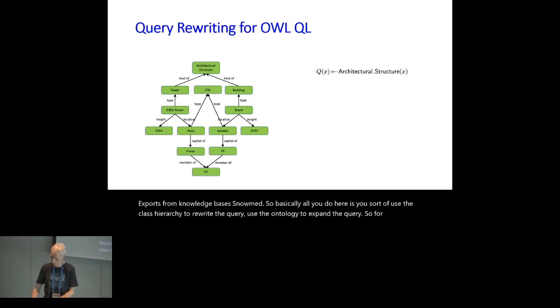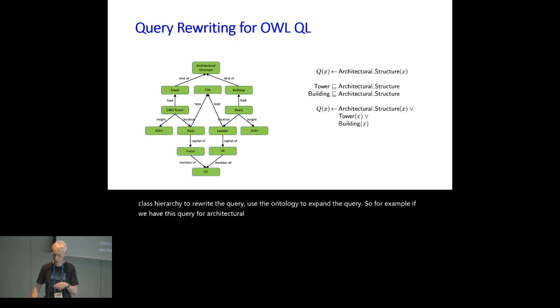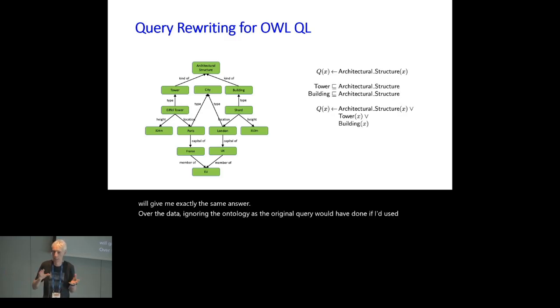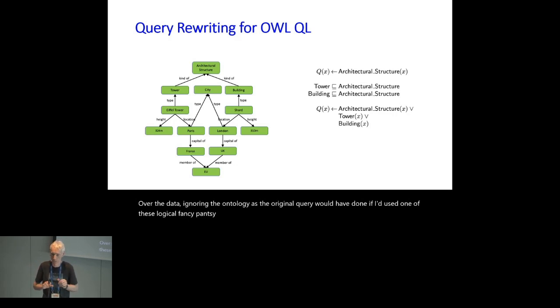So for example, if we have this query for architectural structures, and we know that towers and buildings are both kinds of architectural structure, we just rewrite the query by expanding it to say, give me all the architectural structures, but also give me all of the towers and also all of the buildings. And it's fairly easy to show that this query will give me exactly the same answer over the data, ignoring the ontology, as the original query would have done if I'd used one of these fancy logical reasoners that does the whole business together. So I can solve it all with query rewriting.